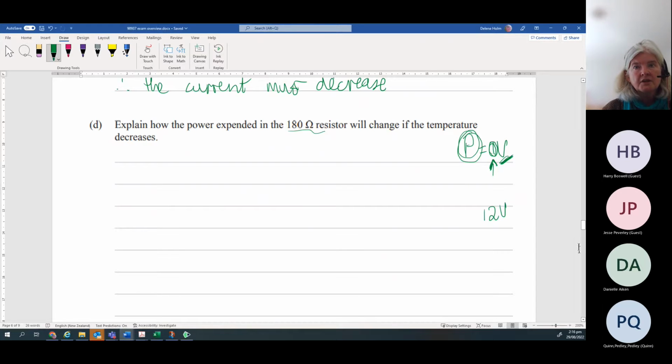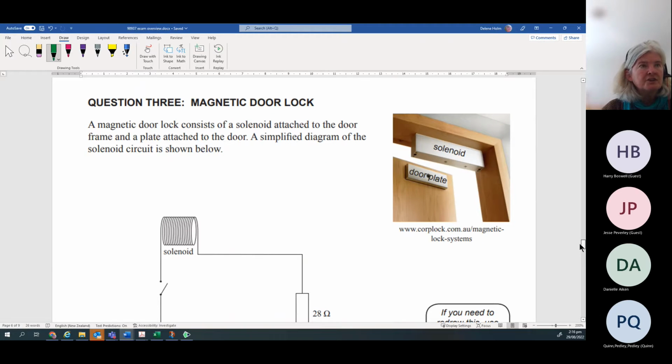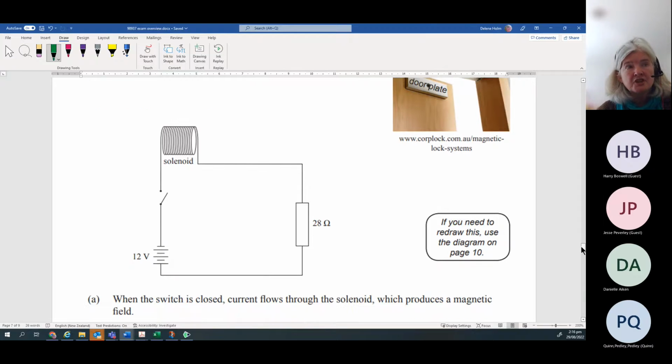Right, let's now move down to the last question. Now here you do need your right-hand rule, and that, remember, is for conventional current. So when you have a look here, remember the long thing is positive and that is negative. So our conventional current, yes, we know that.